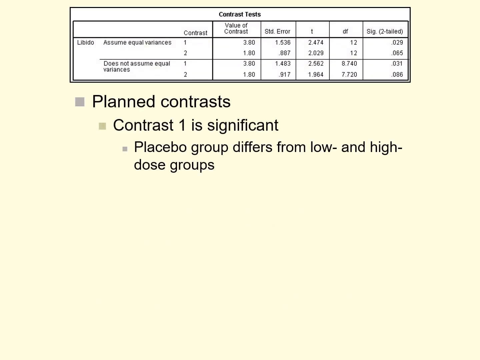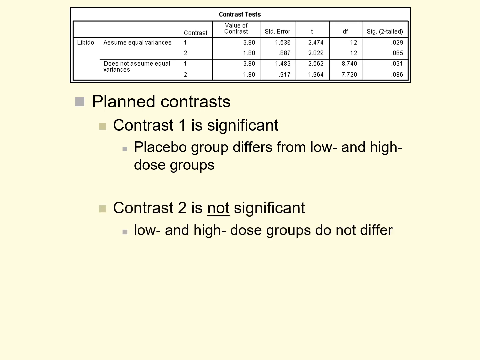If we think about these planned contrasts, it looks like contrast 1 is significant. The placebo group differs from the low and high dose group. That's no surprise at this point because we've seen that a bunch of different times in a bunch of different ways. Contrast 2 is not significant. The low and high dose group did not differ significantly from one another.